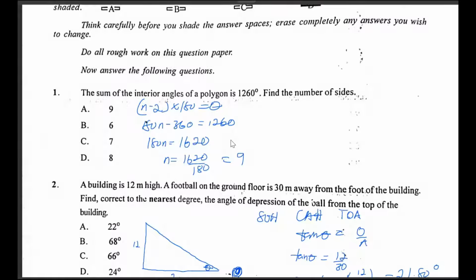Now, the first question is that the sum of the interior angle of a polygon is 1260 degrees. Find the number of sides. Now, we know that the sum of the interior angles of a regular polygon, let's say theta, equals n minus 2 times 180 degrees. And so that is what we have here.